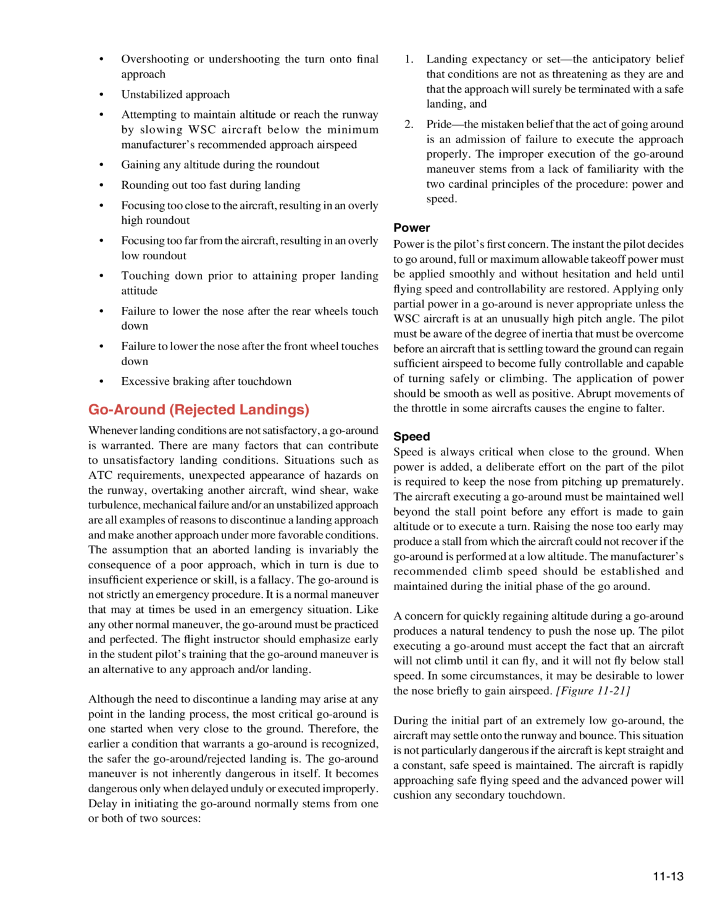In some circumstances, it may be desirable to lower the nose briefly to gain airspeed. Figure 11-21, during the initial part of an extremely low go-around, the aircraft may settle onto the runway and bounce. This situation is not particularly dangerous if the aircraft is kept straight and a constant, safe speed is maintained. The aircraft is rapidly approaching safe flying speed and the advanced power will cushion any secondary touchdown.